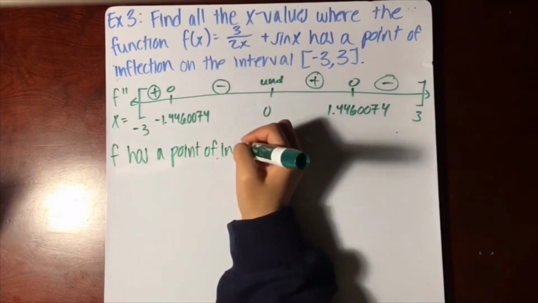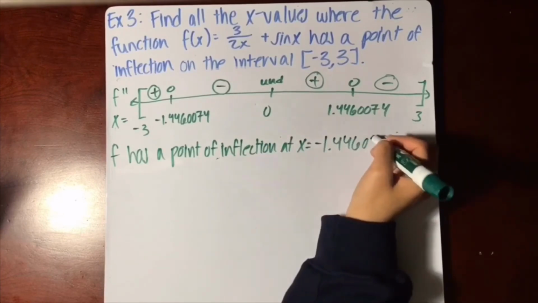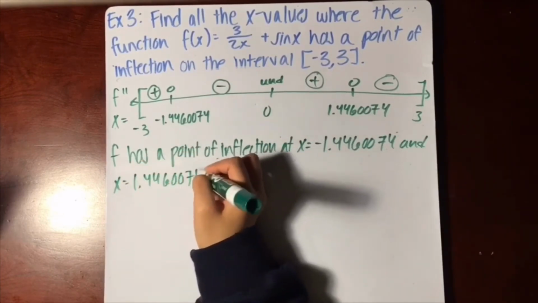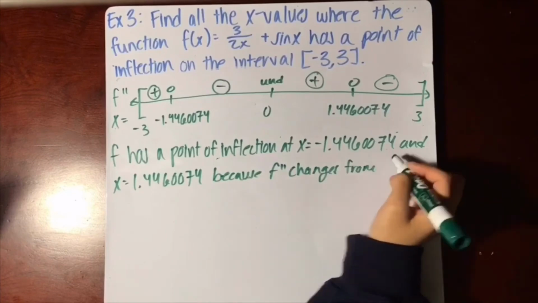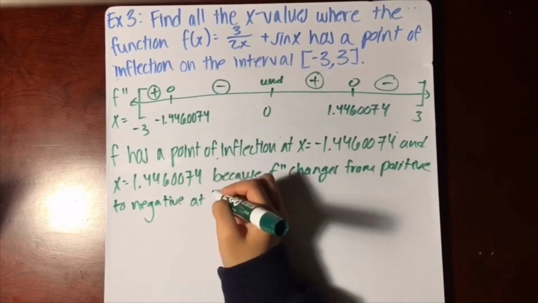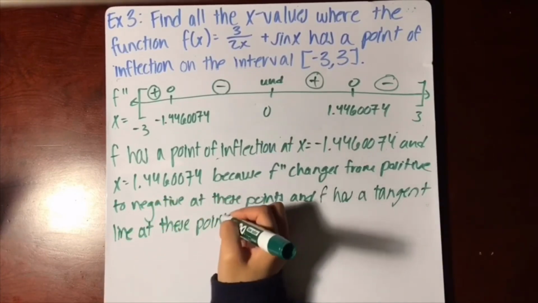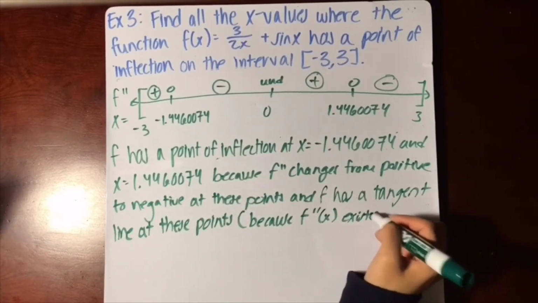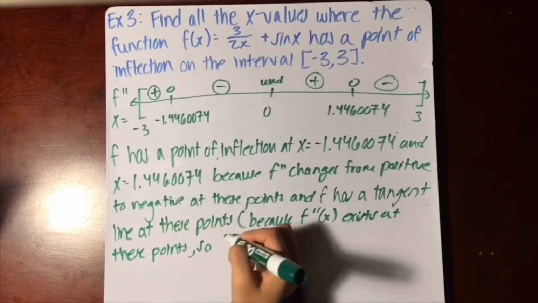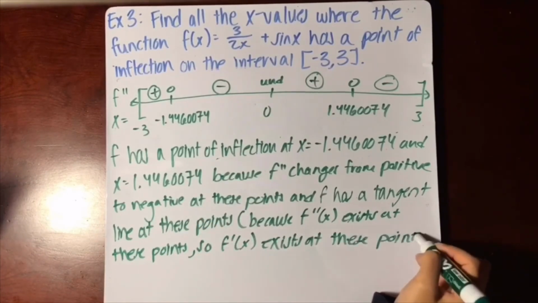f has a point of inflection at x is equal to negative 1.44660074 and x is equal to positive 1.44660074 because f double prime changes from positive to negative, and f has a tangent line at these points because f double prime of x exists at these points.